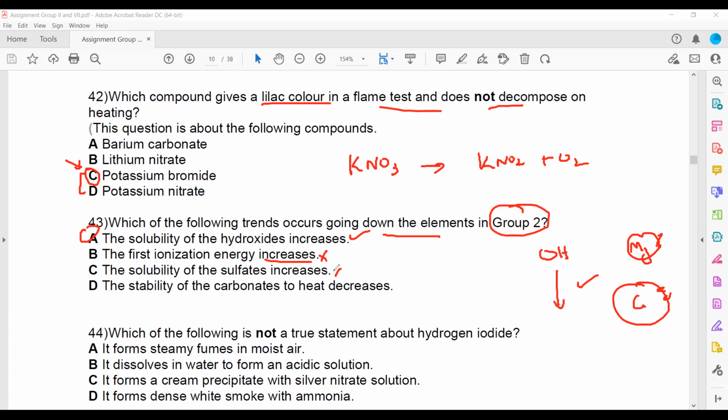Solubility of sulfate increases, that's wrong. When we go down the group, what happens to the solubility of sulfate? It decreases. The thermal stability of carbonate, and in fact for all types of compound, whether sulfate, carbonate or nitrate, increases as we go down the group. So that's why A is the right answer.